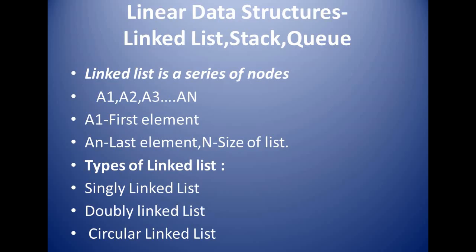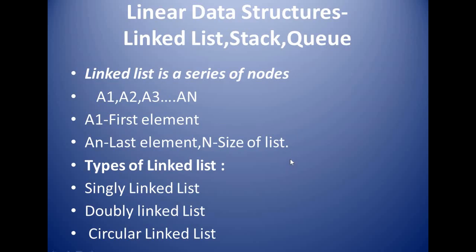Linear data structure is a series of nodes. So here A1, A2, A3 up to AN will be the element names. So A1 represents the first element and AN is the last element. So this n is your size of the list. If there are 1 to 20 elements, then A1 is your first element, A20 is the last element, and 20 is your size of the list.